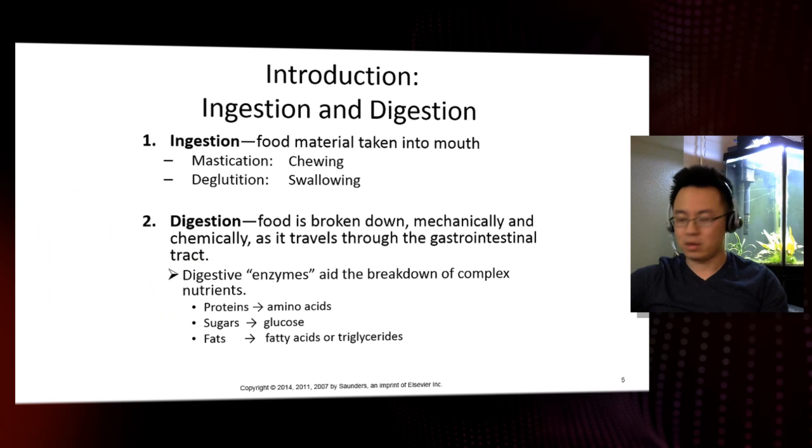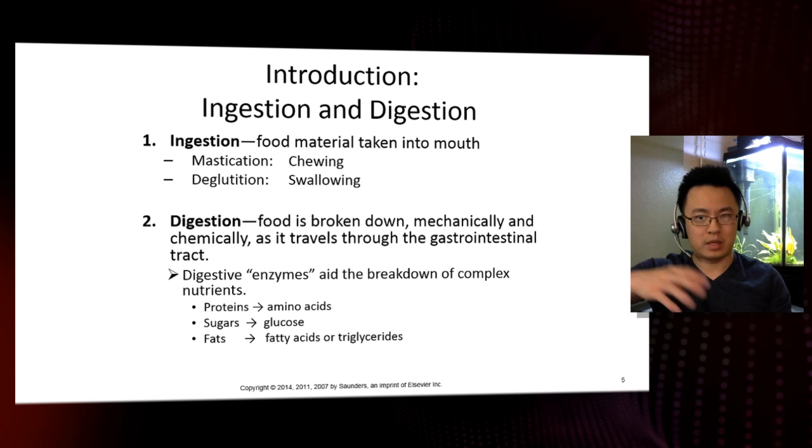Let's go ahead and talk about these in a little bit more detail. When you're ingesting food material, for humans at least, food material is taken into the mouth, your oral cavity. Now, there are 2 processes that happen in here. First of all, you have to mechanically break down this massive piece of food into smaller chunks so that your cells can take them in much more easily.